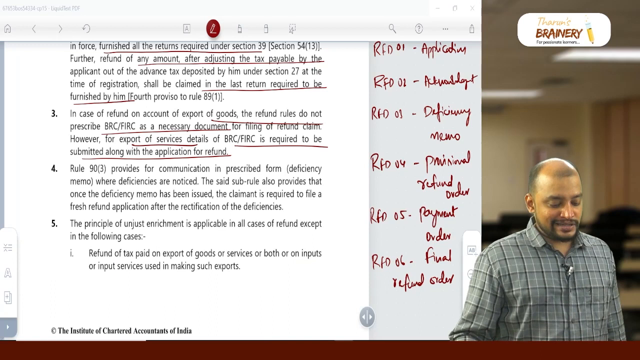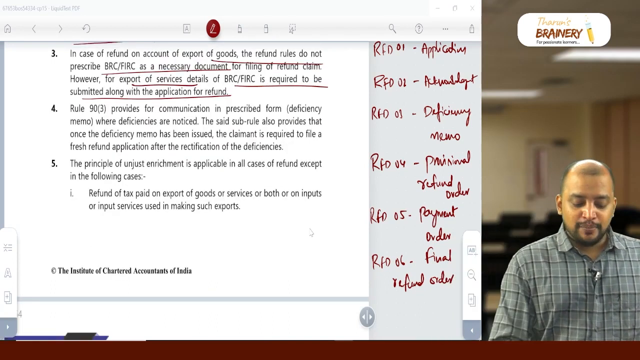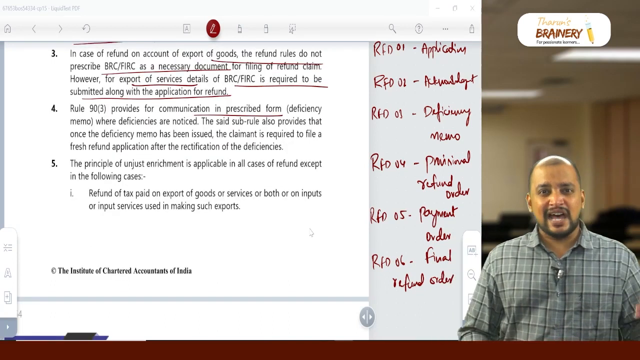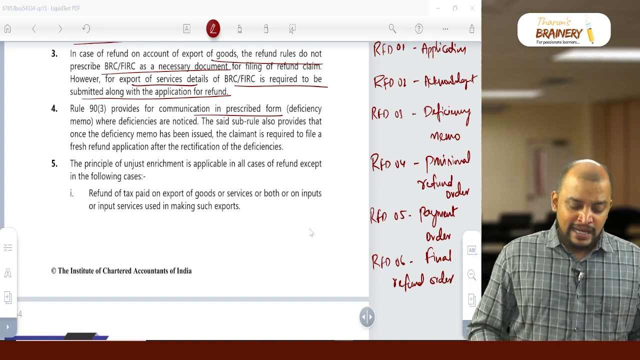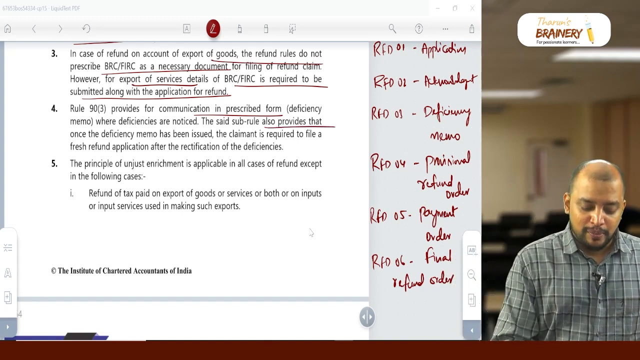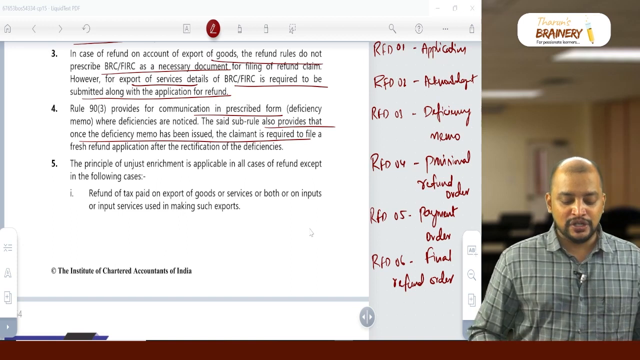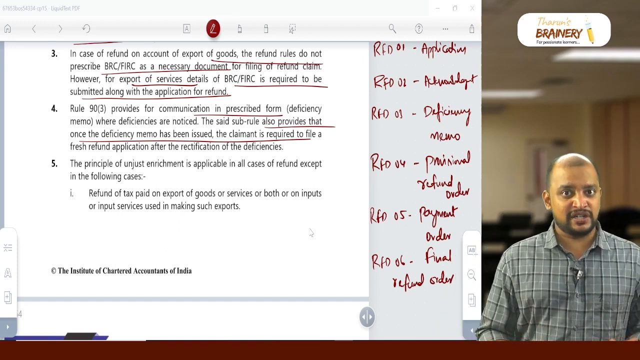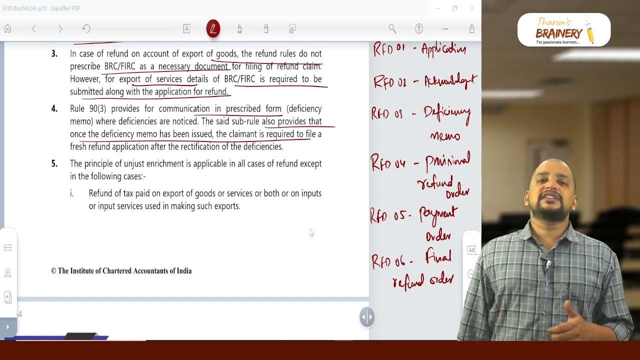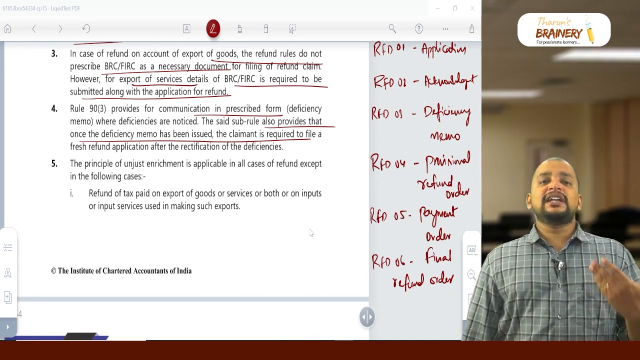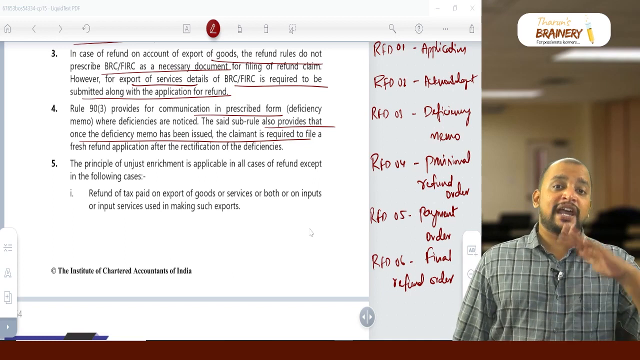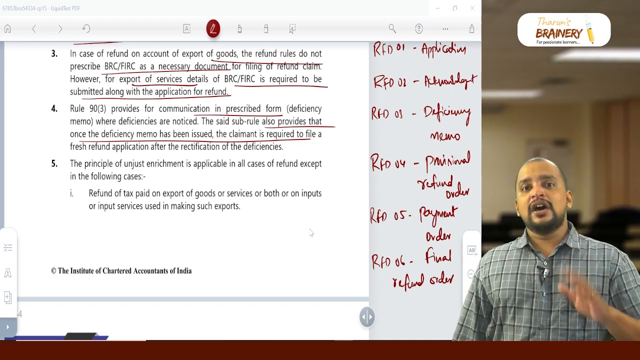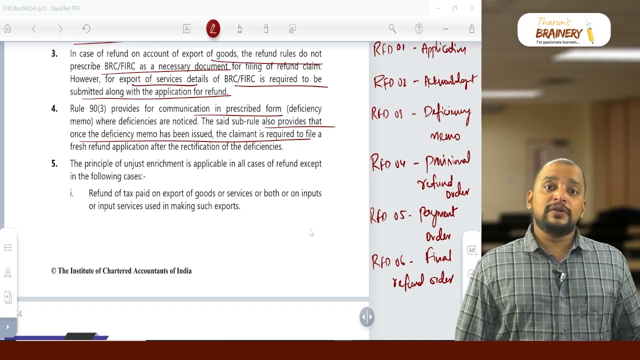So rule 90 provides for communication in prescribed form, that is RFD 3, and the sub rule also provides that once a deficiency memo has been issued, the claimant is required to file a fresh refund application after rectification of the deficiencies. In this regard, there is one amendment. So we made an application, they gave a deficiency memo, again we made another application. Now 2 years is over, so is it okay?